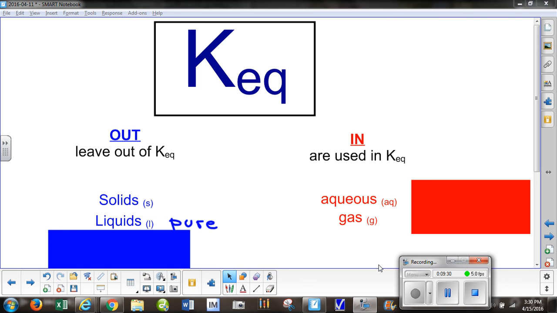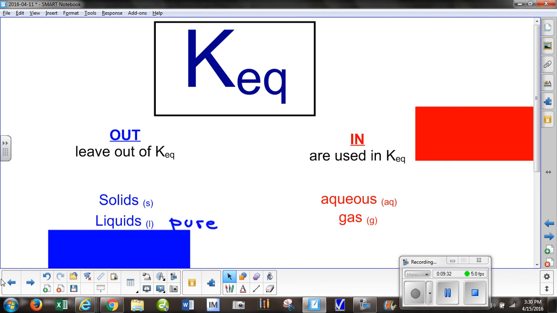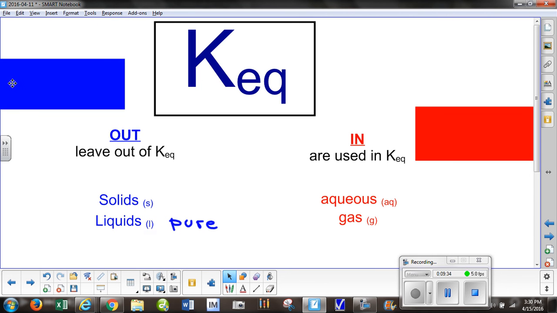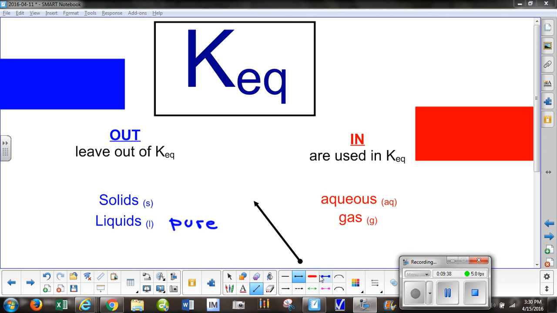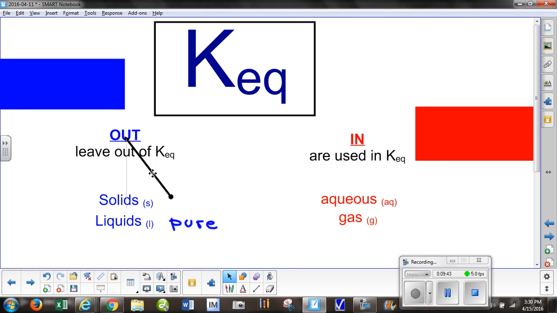Sorry to keep adding things on, but I wanted this one to be here as well, because here's where we see what is out, as we just saw, solids, but liquids are also out. Pure liquids cannot be in the K equilibrium. What is in is the aqueous and the gas.